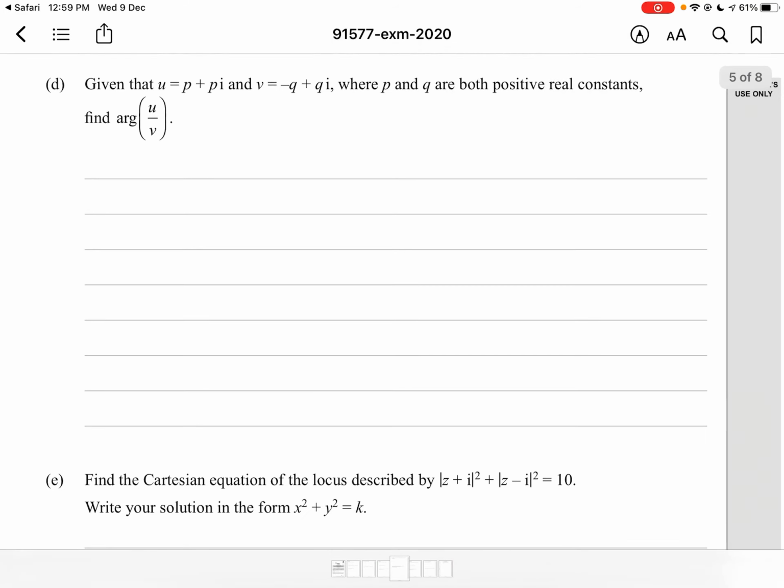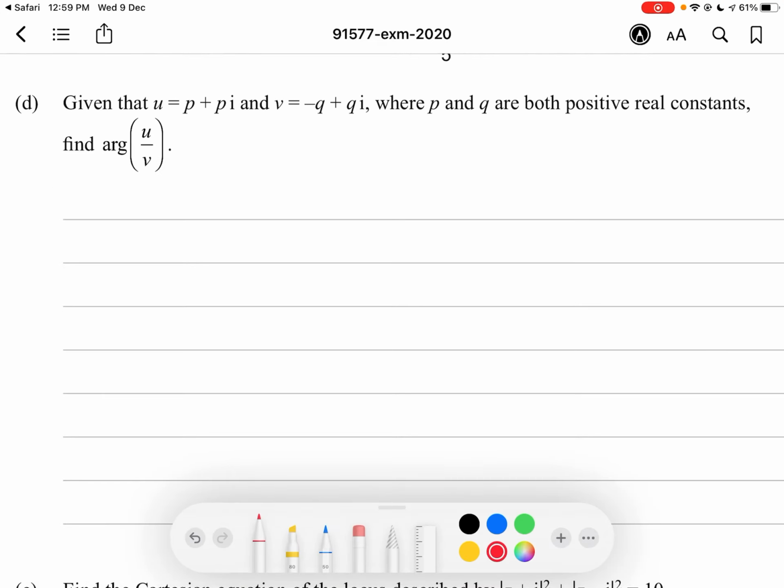Given that u equals p plus pi and v equals -q plus qi, p and q are both positive real constants, find the argument of u over v. So first things first, we've got to find a simplified equation for u over v. So u over v equals p plus pi all over -q plus qi.